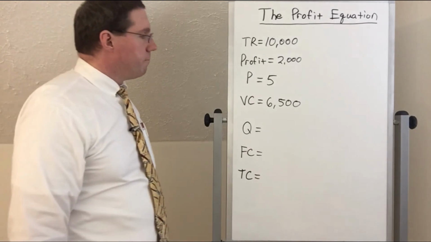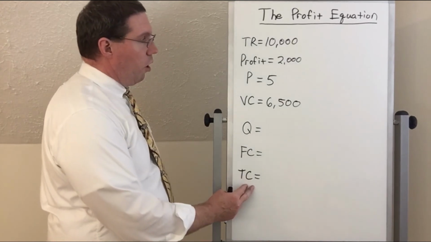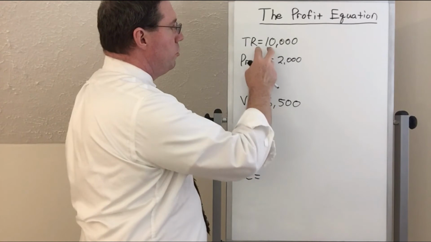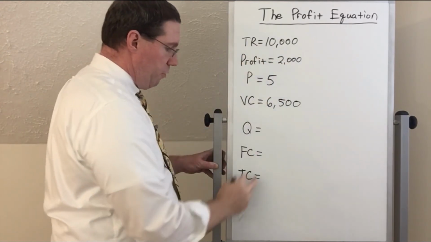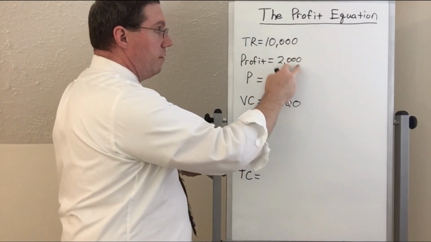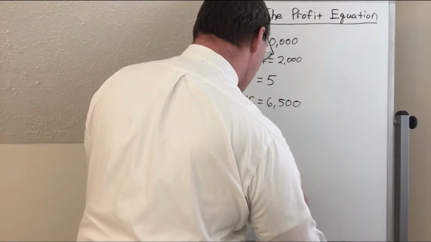Okay, the first thing I'm thinking is we can identify the total cost because we have total revenue and profit. We know that total cost is equal to total revenue minus profit, because profit is equal to total revenue minus total cost, right? So we can just do 10,000 minus 2,000. 10,000 minus 2,000 is 8,000, so total cost must be 8,000.